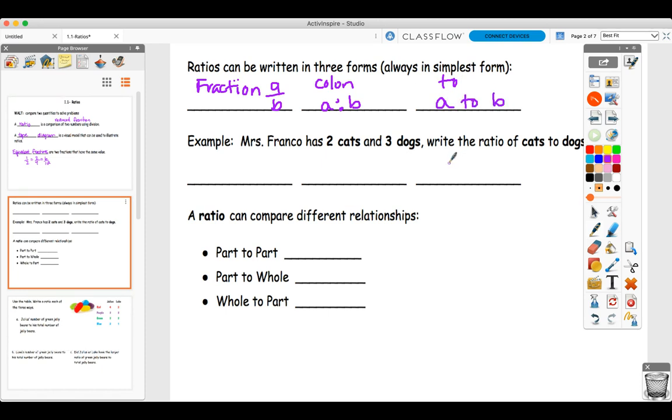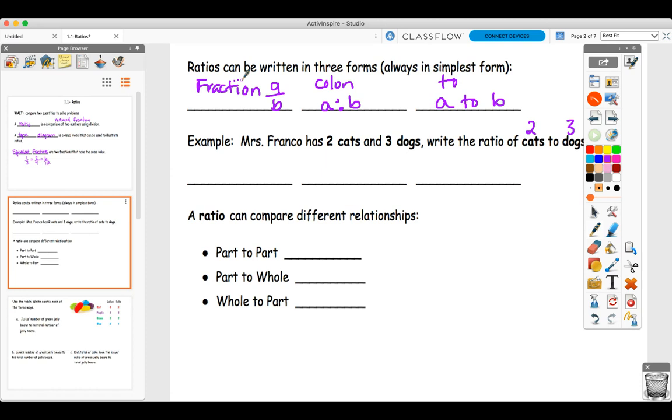Example: Mrs. Franco has 2 cats and 3 dogs. Write the ratio of cats to dogs. So you always want to keep this in the order that they're asking you to write the ratio. This is saying cats to dogs. So the first number, or the top number, is cats, and the second number, the bottom number or the number on the right, is dogs. So let's write these numbers here. We have 2 cats and 3 dogs.